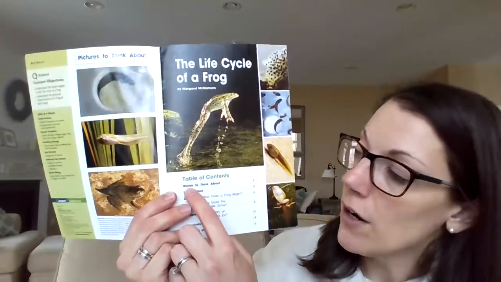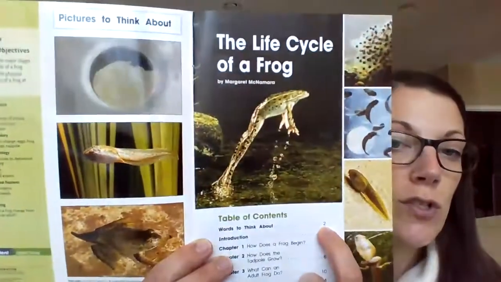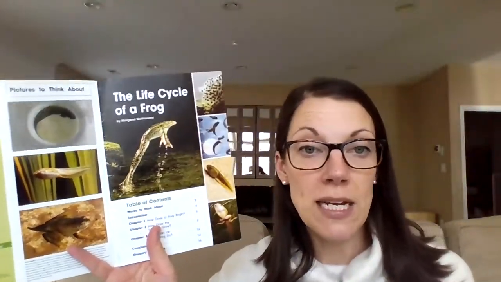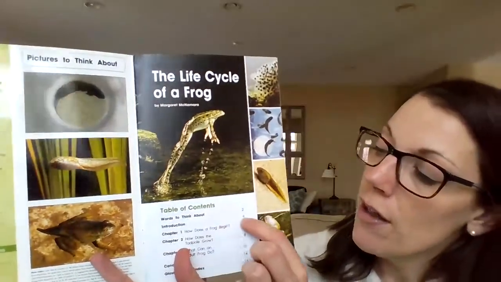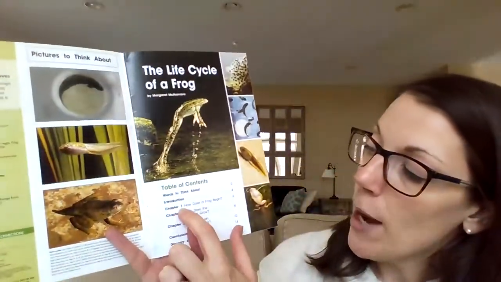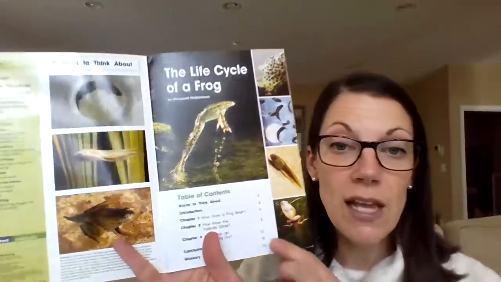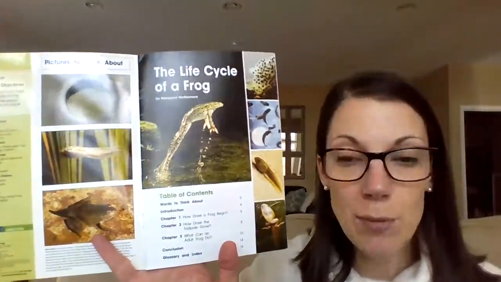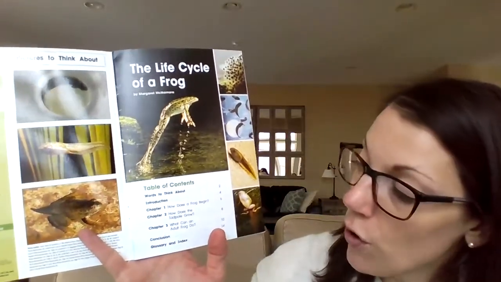So if you look here, it reads words to think about, and then there are all these little dots and then the number 2. What that means is if you wanted to read about words that you might need to know about this book, you would go to page number 2. Then there's the introduction. That means the beginning of the book. That's on page 4. Chapter 1. How does a frog begin? If you wanted to figure out about the beginning of a life cycle, you could go to page 6. Chapter 2, how does the tadpole grow? That's on page 8. Chapter 3, what can an adult frog do?